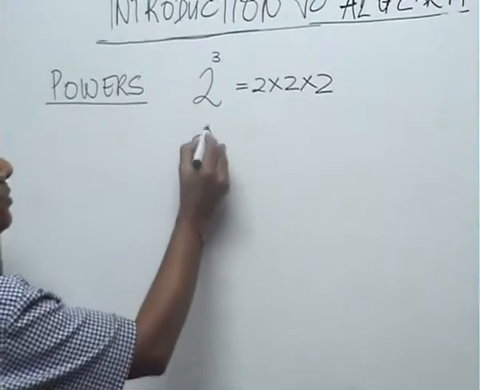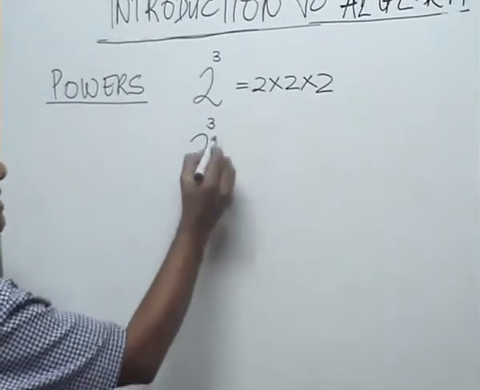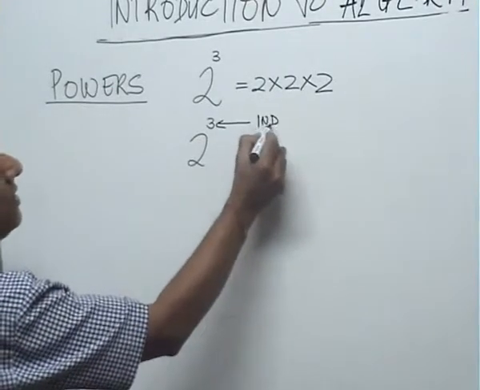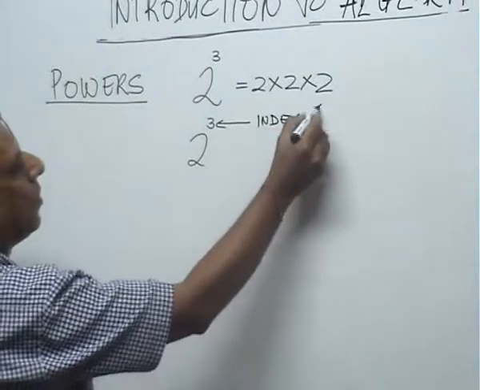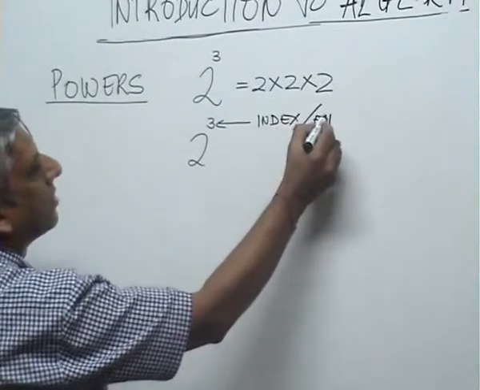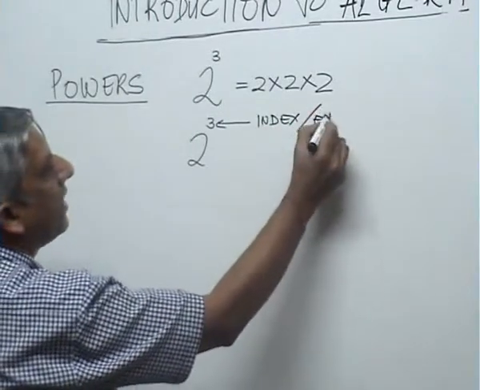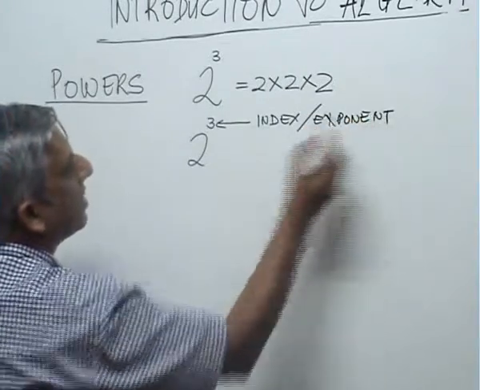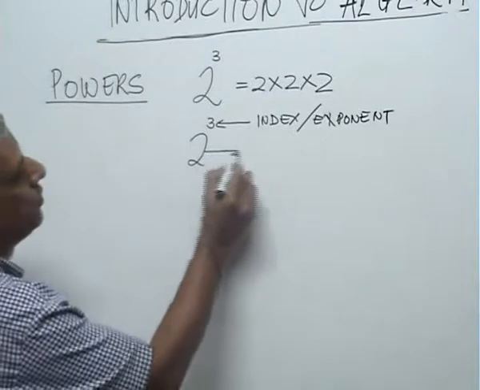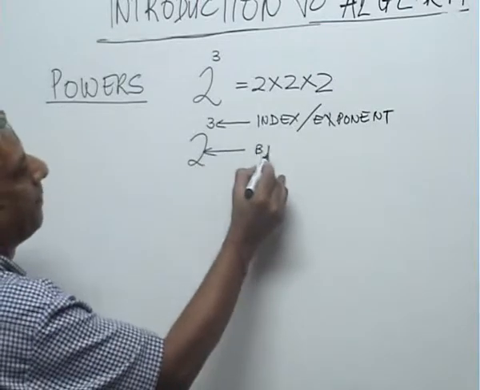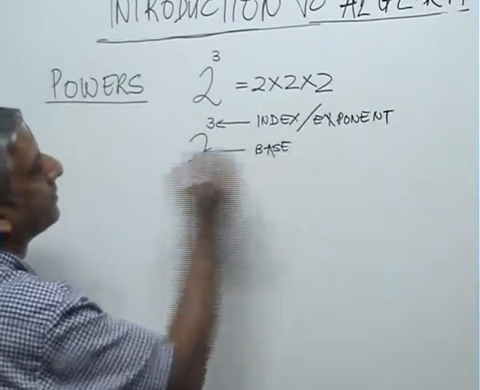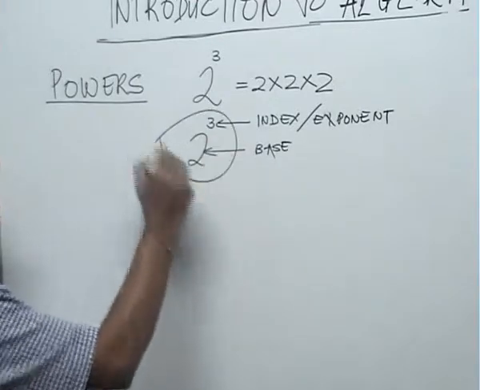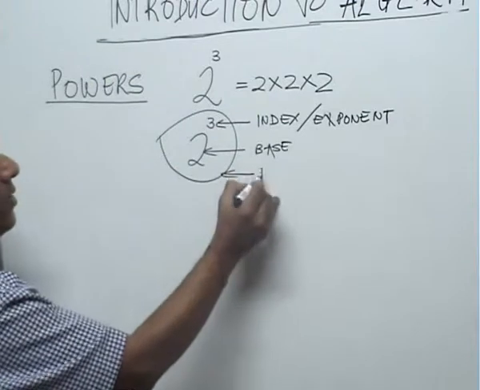Now if you go back to 2 cubed, you can label each part. The 3 is called the index, or it is called the exponent, E-X-P-O-N-E-N-T. The 2 is called the base. And this whole thing is called a power.